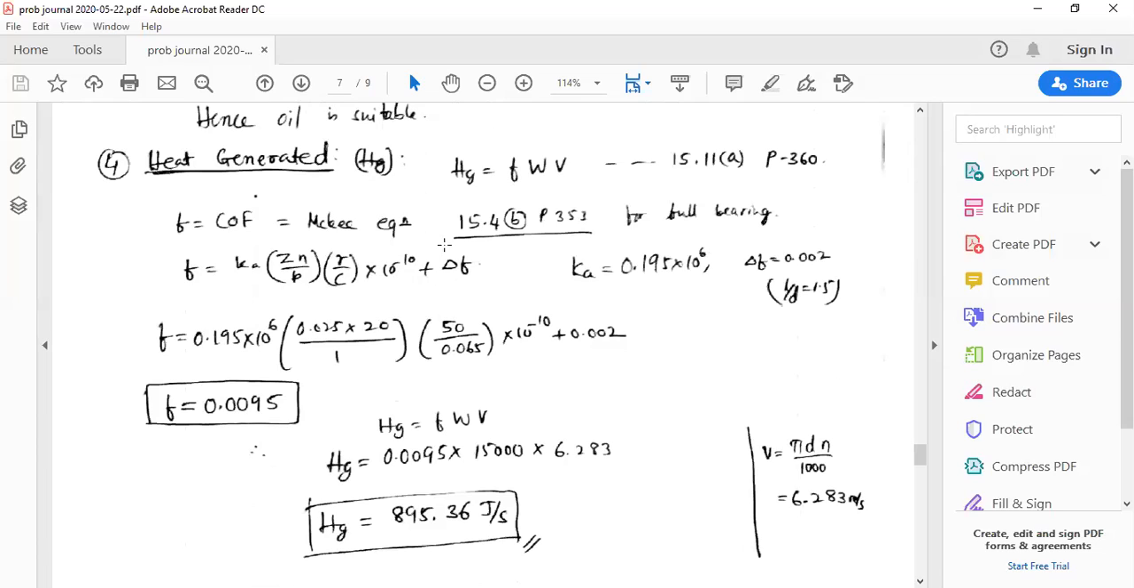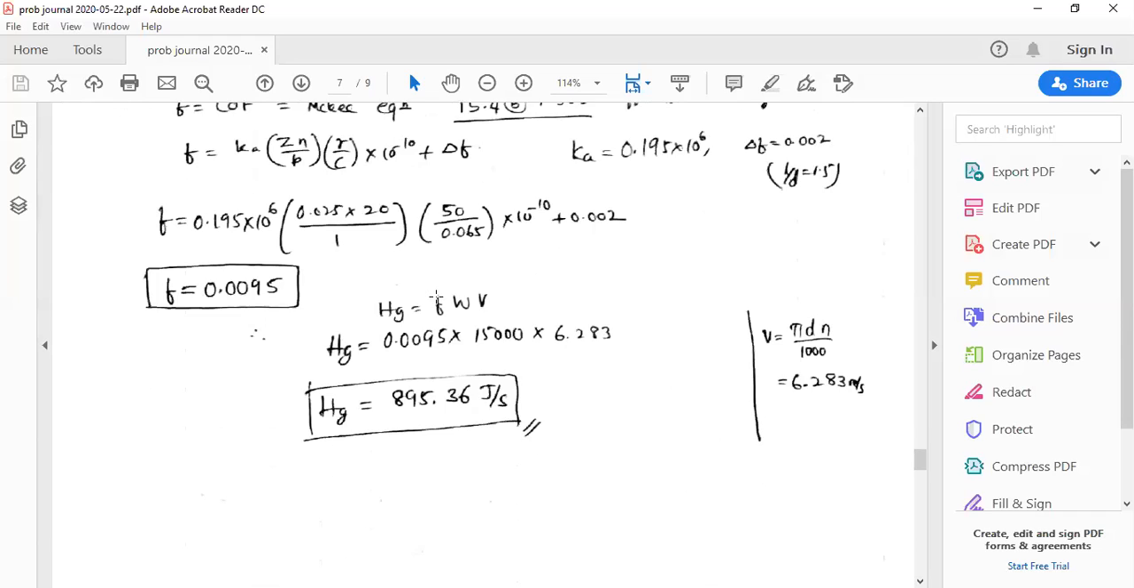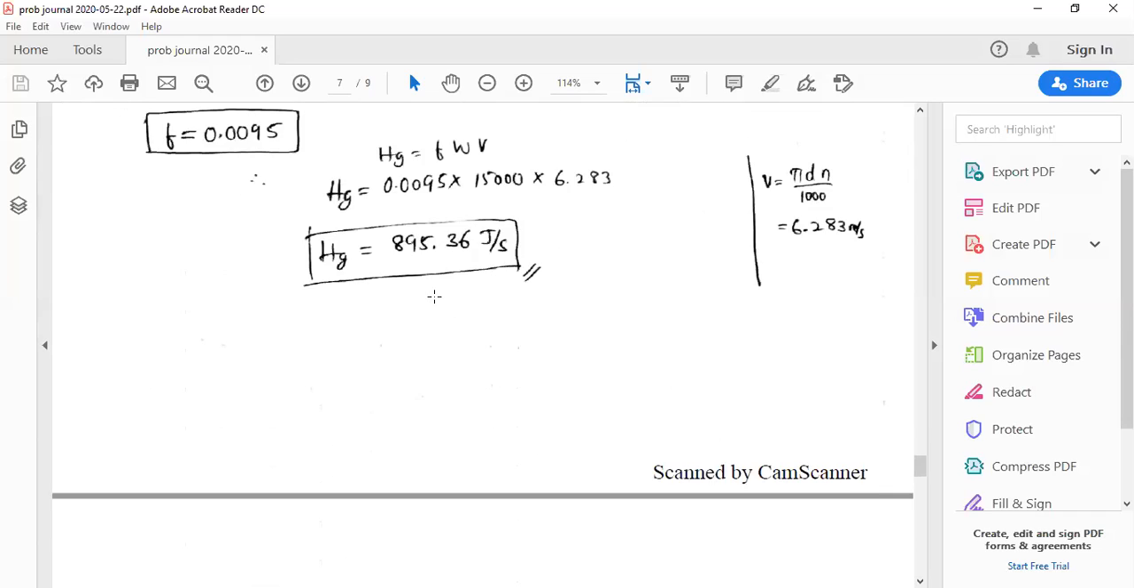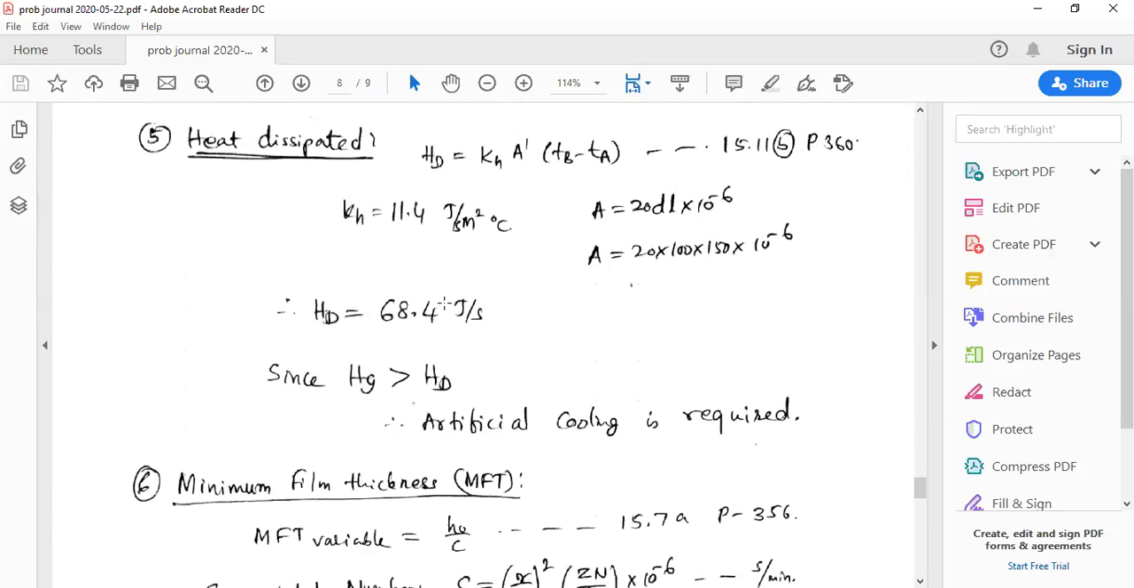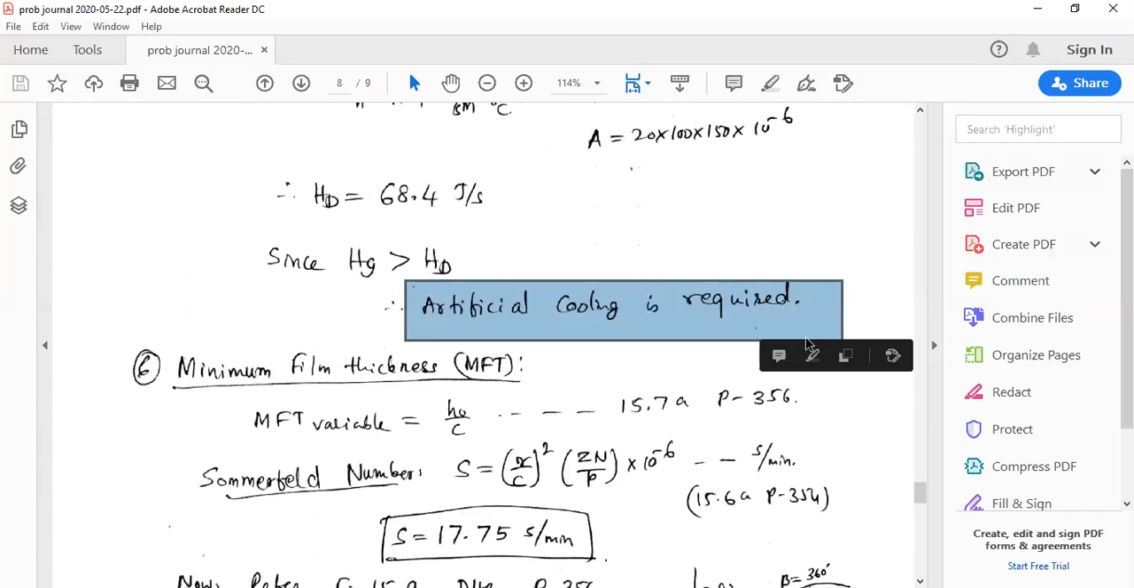Then as usual, heat generated, that is Fw into V. F is calculated by using Mackey's equation. Full bearing is to be assumed, and that value is to be substituted, and Hg is obtained here in joules per second. And then heat dissipated, and compare Hg and Hd. If Hg is greater and Hd is less, then we can conclude that artificial cooling is required. And what is the amount of heat that is to be removed? That is Hg minus Hd.